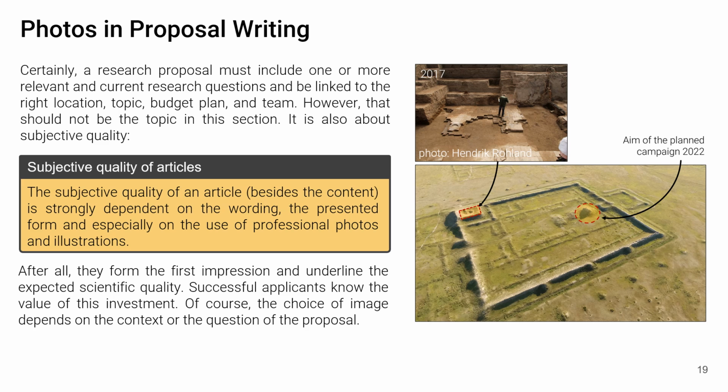The subjective quality of an article, besides the content, is strongly dependent on the wording, the presented form, and especially on the use of professional photos and illustrations. After all, they form the first impression and underline the expected scientific quality. Successful applicants know the value of this investment. Of course, the choice of image depends on the context or the question of the proposal.